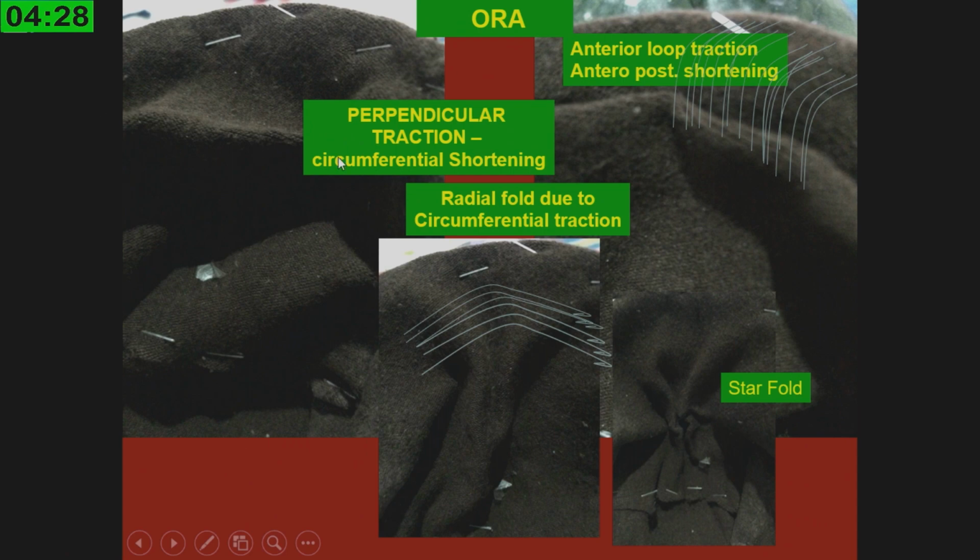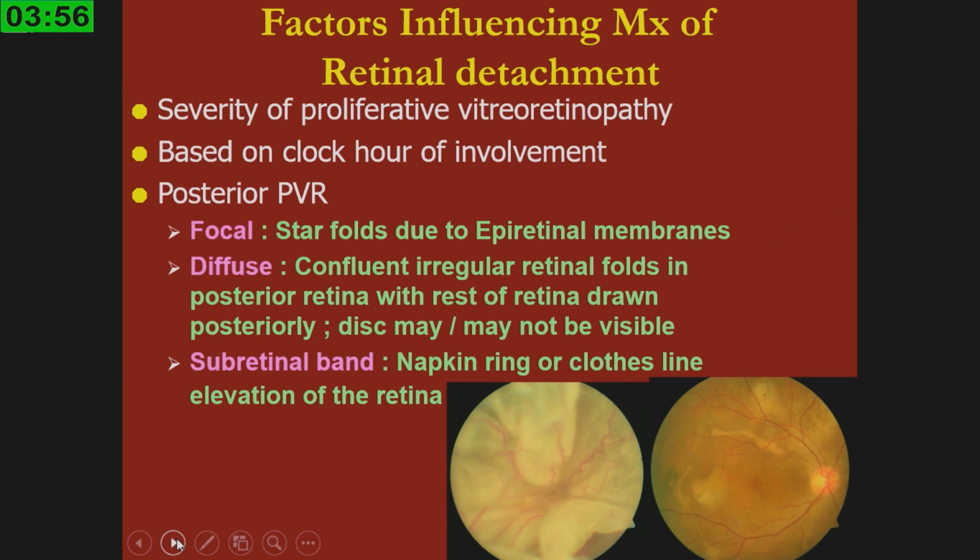Now see, this is perpendicular traction. I'm sorry, this is only a piece of cloth, but you can see if it's pulled into the center, it's perpendicular traction. If on the other hand, there is circumferential traction which is folding it together, what will it do? It will create this radial fold. And if it folds anteriorly, you get an anterior loop traction as you're seeing here towards the ora. And if it's only a focal area, it's a star fold. Now you need to know this so that you can decide how to manage your patients.